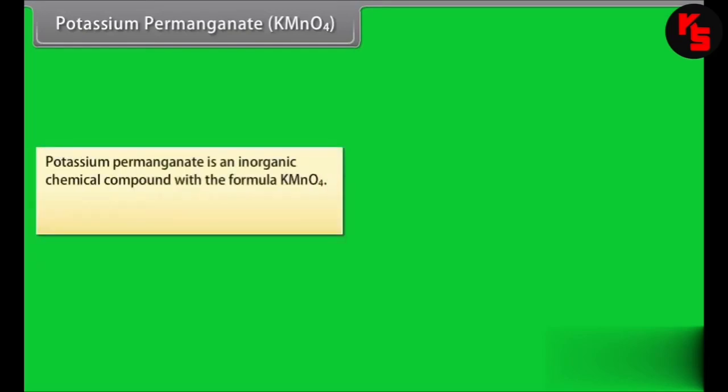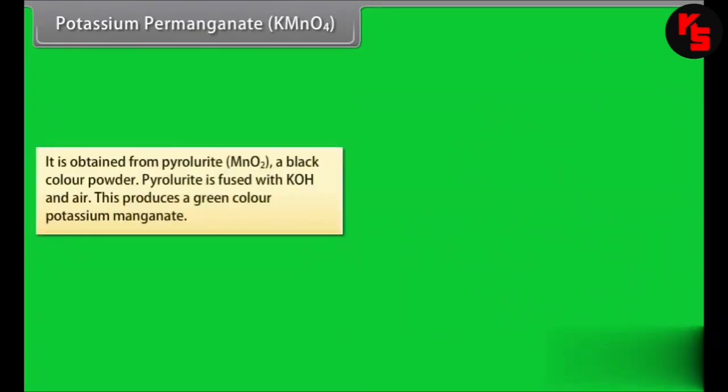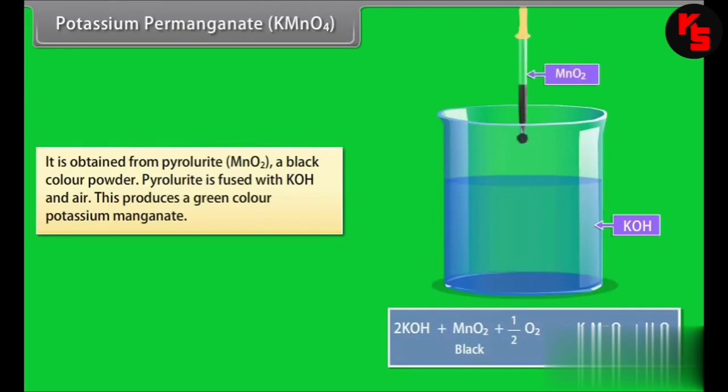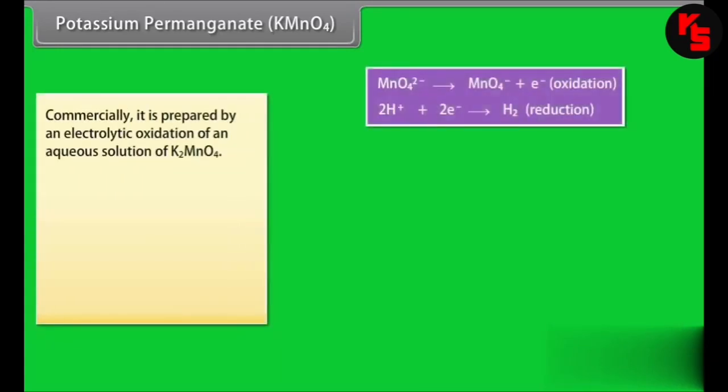Potassium permanganate, KMnO4. Potassium permanganate is an inorganic chemical compound with the formula KMnO4. It is a salt consisting of K+ and MnO4- ions. It is obtained from pyrolusite, a black color powder. Pyrolusite is fused with KOH and air. This produces a green color potassium manganate. Commercially, it is prepared by an electrolytic oxidation of an aqueous solution of K2MnO4.